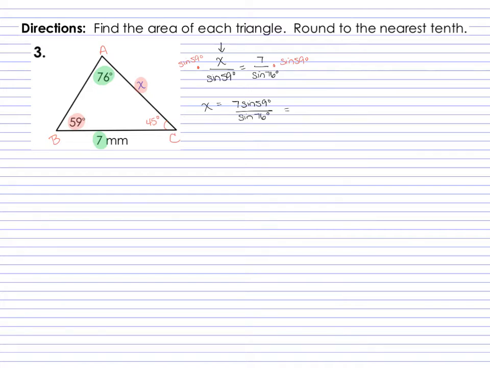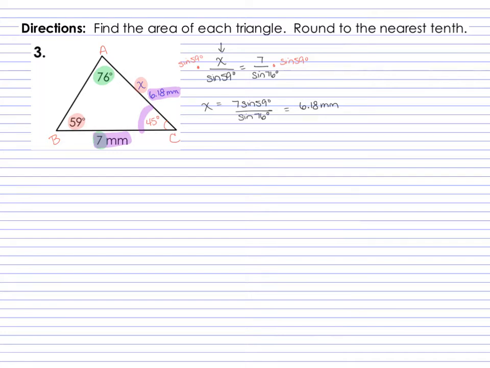When I put that through my calculator, I'm going to find that X is equal to 6.18 millimeters. So I'm going to fill that in up here, 6.18 millimeters. So now I actually have everything that I need. I have an angle measurement, and I have the two sides that actually create that angle. So now I can use my area formula to solve for the area of this triangle.